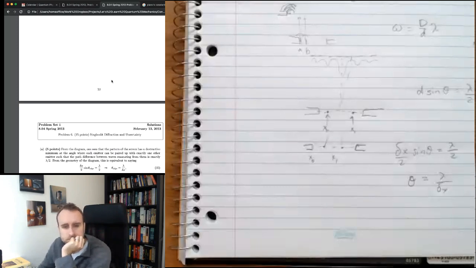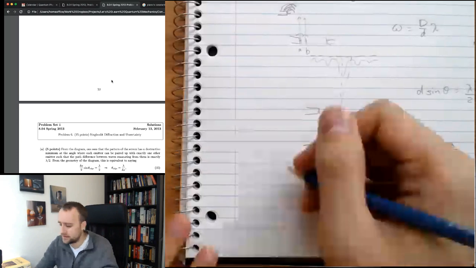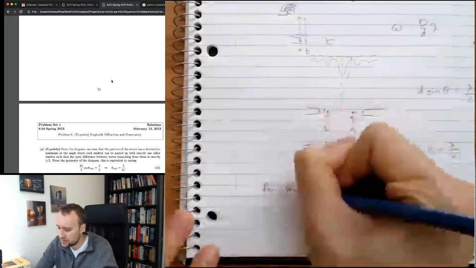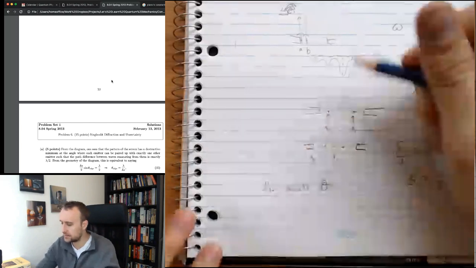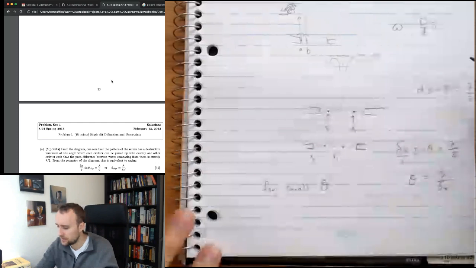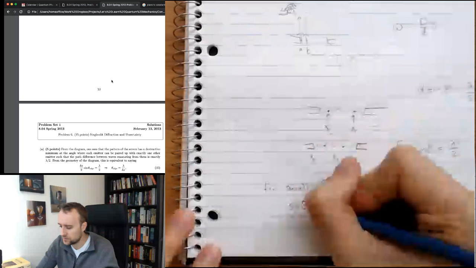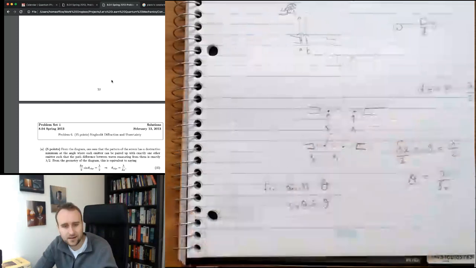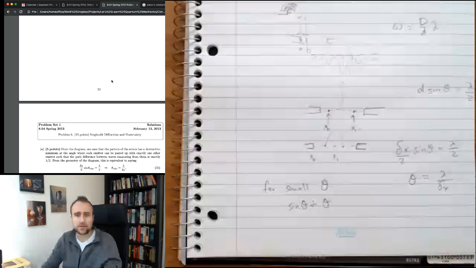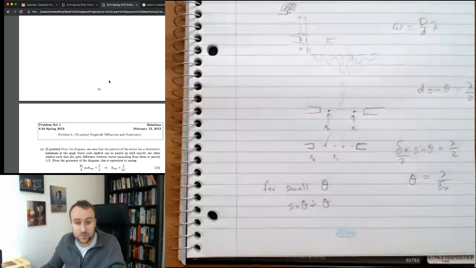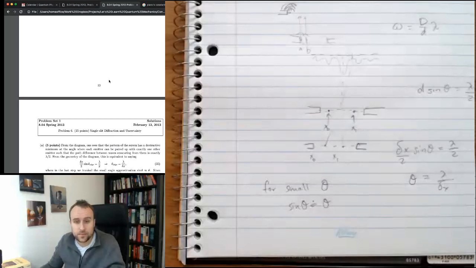What is the assumption here? For small angles, which would be the case if d was much greater than this, sine theta is approximately equal to theta. Is that the idea? I don't know, that's not being stated explicitly, which I don't really like. Okay, let's go forward. Oh, yeah.